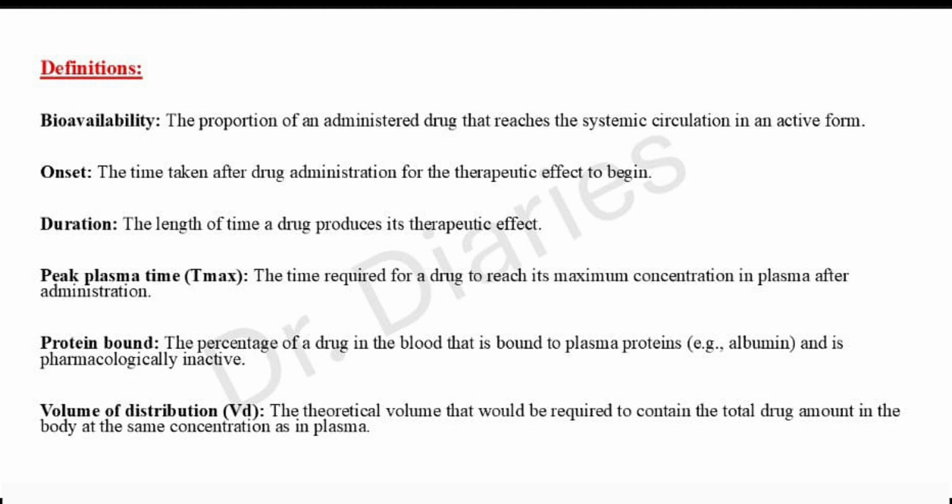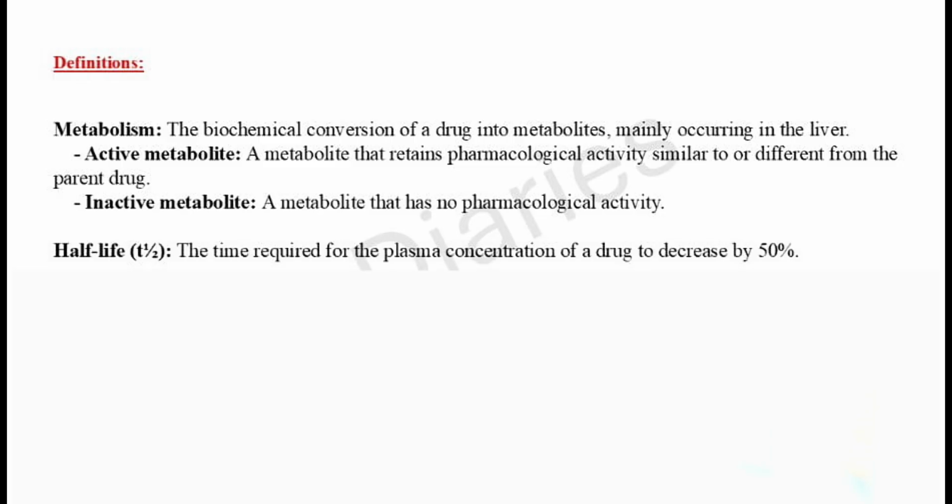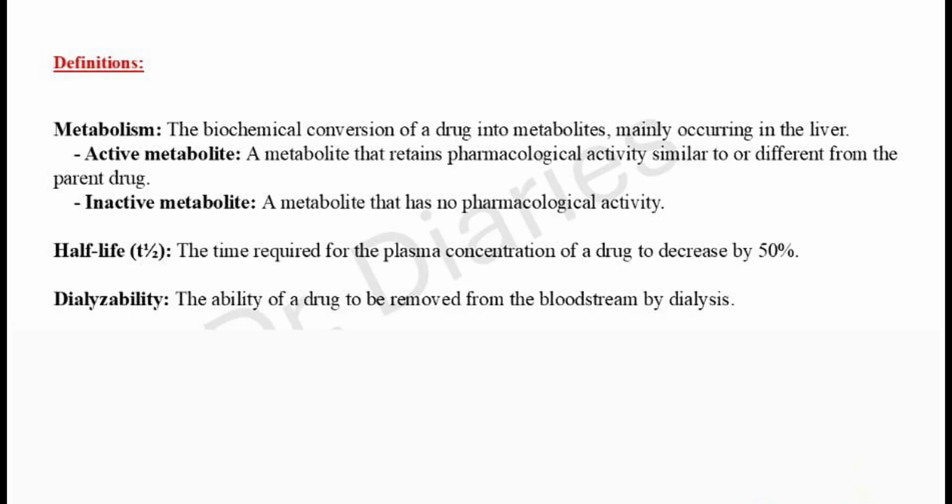the blood. Protein binding describes the portion of drug attached to plasma proteins, which is temporarily inactive. Finally, volume of distribution represents the extent to which a drug spreads throughout body tissues. Metabolism is the chemical conversion of a drug into metabolites, usually occurring in the liver. Some metabolites remain active and continue producing therapeutic effects, while others become inactive.